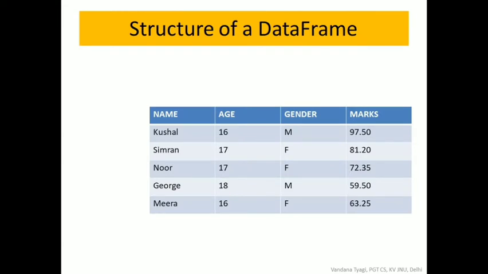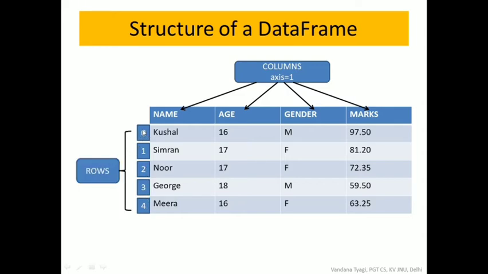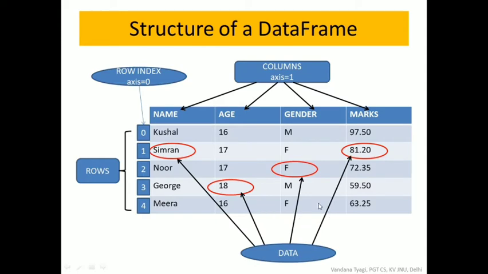Now coming to the structure of a data frame, this is a table-like structure in which we have different values like name, age, gender and marks as the column headings of this table. These are known as the columns. So columns are at axis 1: name, age, gender and marks. Similarly, these horizontal entries which are labeled 0, 1, 2, 3, 4 are known as rows, and these 0, 1, 2, 3, 4 are known as row indexes, that is axis 0. All the values stored in this table, like Simran, 18, F, 81.20, are known as the data of the data frame.